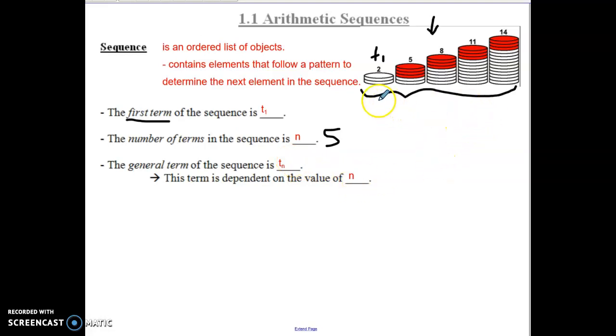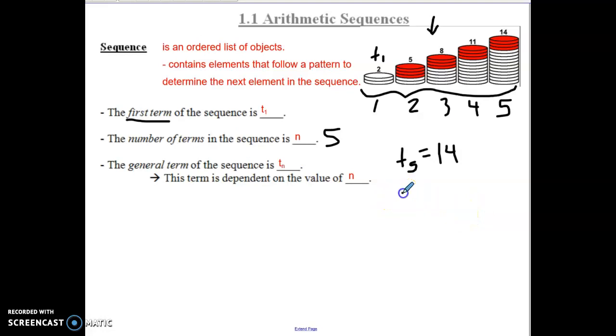So this is where it gets a little tricky. If you think of this pattern as the first term, the second term, the third term, the fourth term, and the fifth term, okay, the fifth term we would call T5. So the fifth term is T5, and the value of the fifth term is 14. So we would say that T5 equals 14.